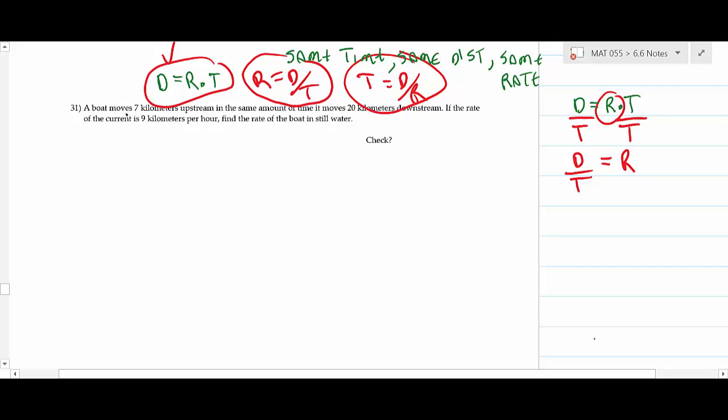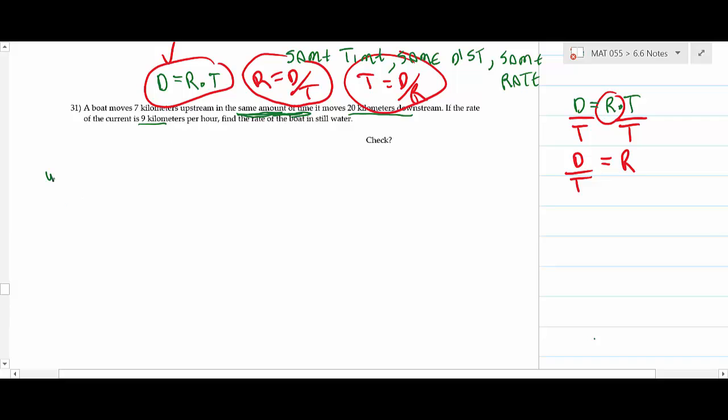All right, so this problem says that a boat is going 7 kilometers upstream. That's a distance, in the same amount of time. Remember I said something's the same. What's the same on this problem? Time is the same. That's going to give you a method for how you're going to solve this. And then it's going to move 20 kilometers downstream. And then it gives the rate of the current like that.